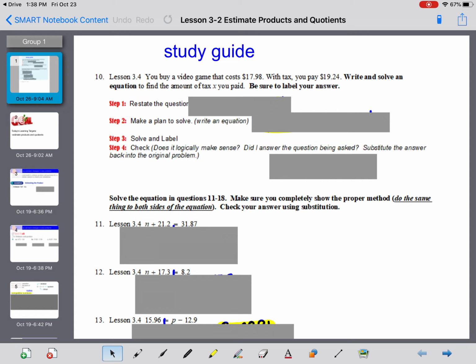The first study guide problem says, you buy a video game that costs $17.98. With tax, you pay $19.24. Write and solve an equation to find the amount of tax, X, that you paid. Be sure to label your answer.